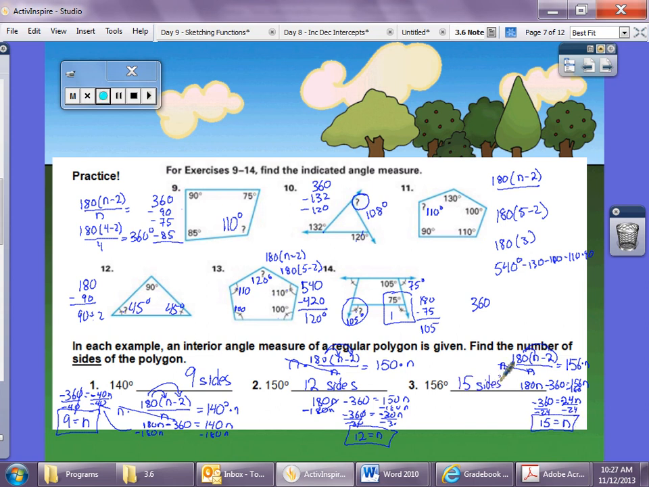Notice I use the formula each time for these. So I got myself used to writing the formula down because I'm going to need to know the formula and how to use and solve the formula. And that is 3.6, our angles in polygons.